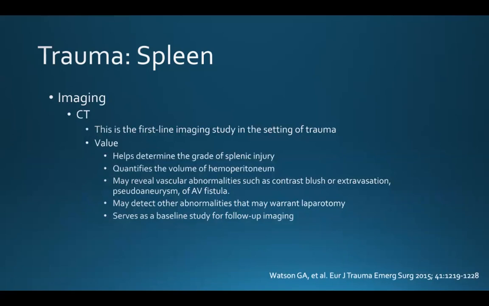CT is usually the first-line imaging study in the setting of trauma. It has a lot of value. It helps determine the grade of splenic injury. It quantifies the volume of hemoperitoneum. It may reveal vascular abnormalities such as contrast blush or extravasation, pseudoaneurysms, or AV fistula. It may also detect other abnormalities in other organs that may warrant a laparotomy, and it certainly can serve as a baseline study for follow-up imaging.